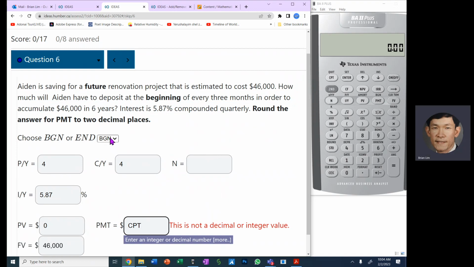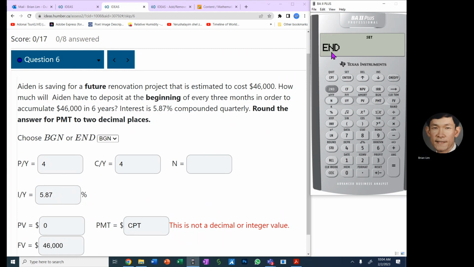Okay, we have to get the calculator into begin mode. So we do that by clicking on second, TMT, and you see end. So to get that into begin mode, we click on second and then we click on enter, and there begin is displayed in the top right corner. Now we could come out of here either by clicking here or clicking on second CPT, which will quit. All right, calculator is set to two decimal places, which is convenient.